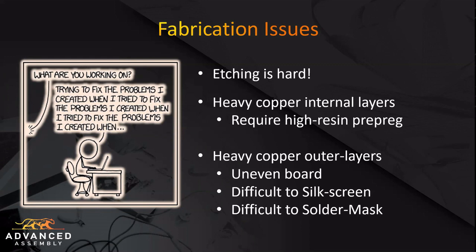Heavy copper etching is often unreliable and time consuming. Boards can end up over etched on one side, like I mentioned, and under etched on the other side. There are deep and narrow spaces that can trap etchant and keep fresh etchant from being applied.